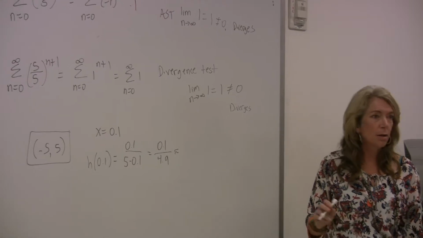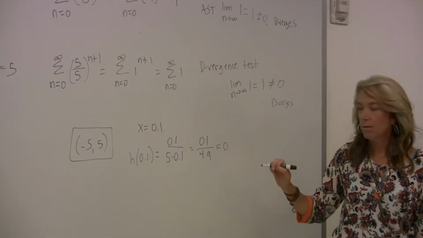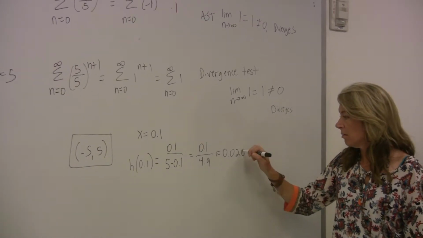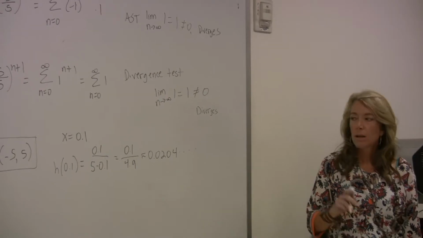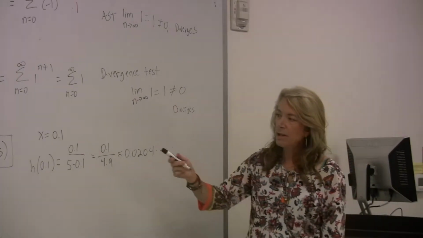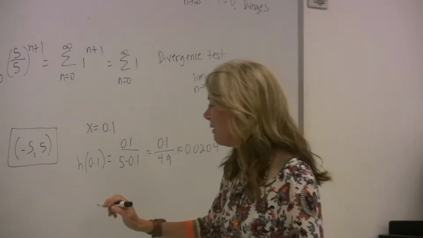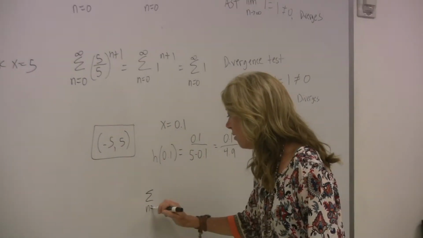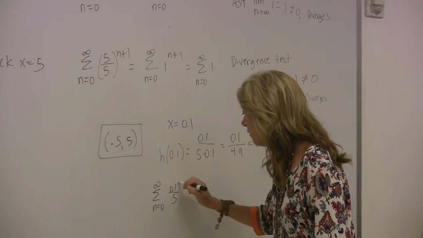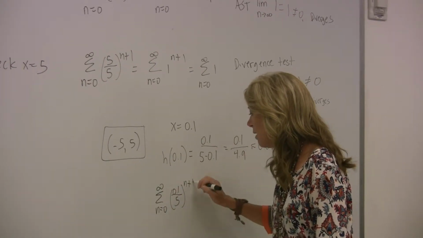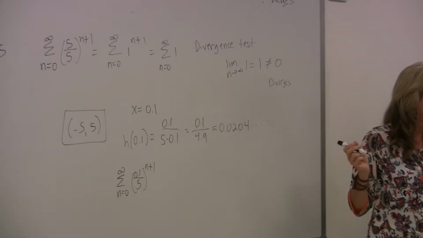Some small number. 0.0 something. 0.0204. And it keeps going right after that. So what we just found is that if we happen to choose that x, we can do this series. Is it x over 5? Of 0.1 over 5 raised to the n plus 1. And we should get about the same answer.